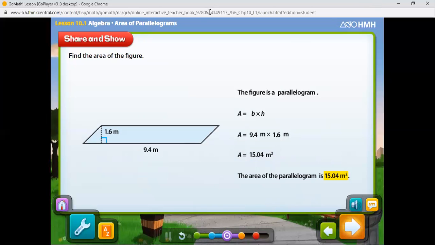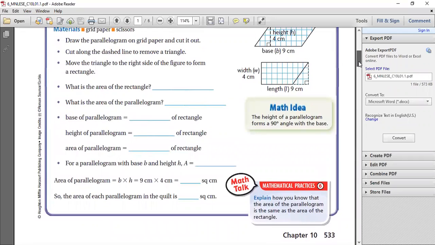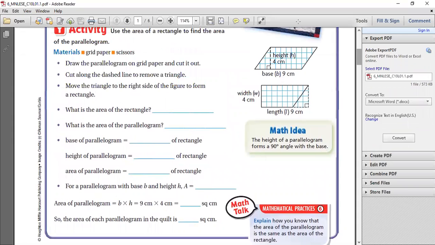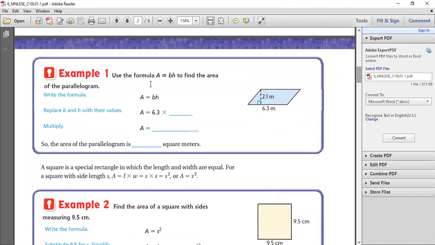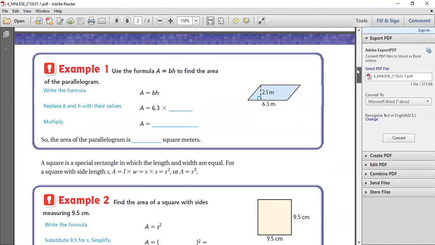Okay, now I will pause this video here because the next part we will be learning tomorrow. So let's go on and start doing our classwork. We will not be doing anything on page 533 because it's the same as the video which you watched. If you can do it by watching the video, you can go ahead and try to complete it. It's okay. But let me start with example 1, which is on page number 534. So let's do it together.